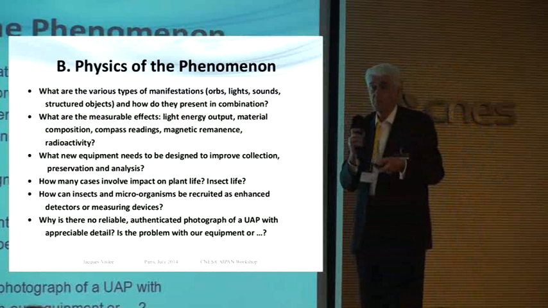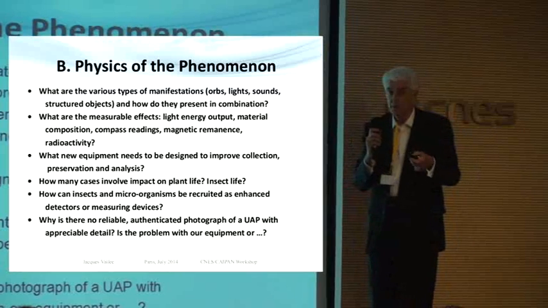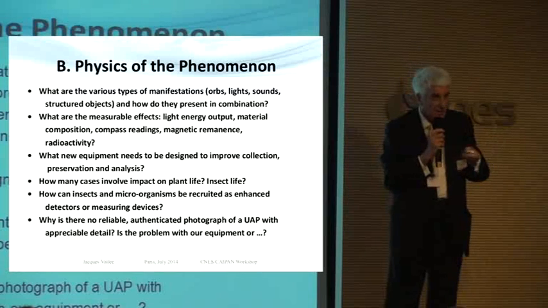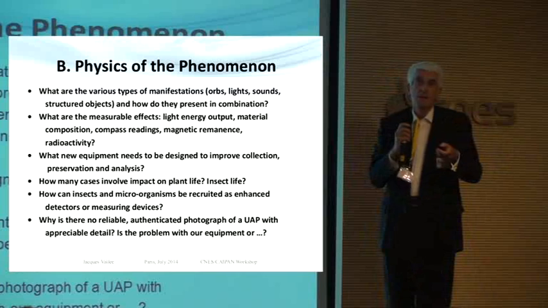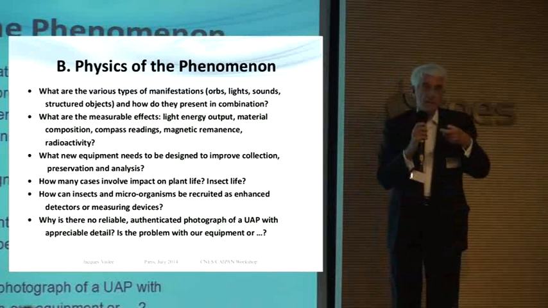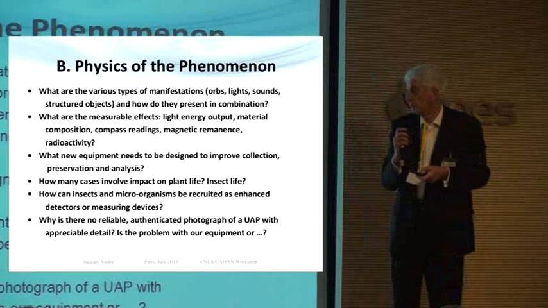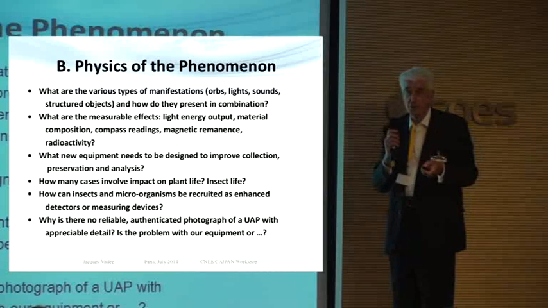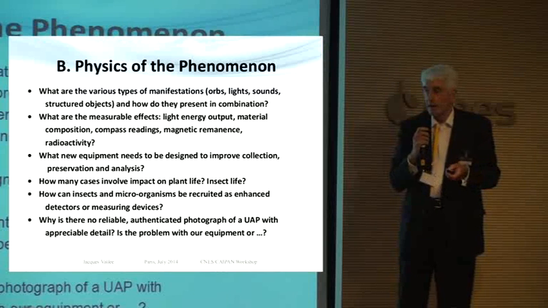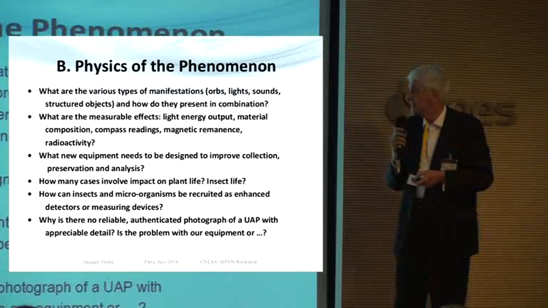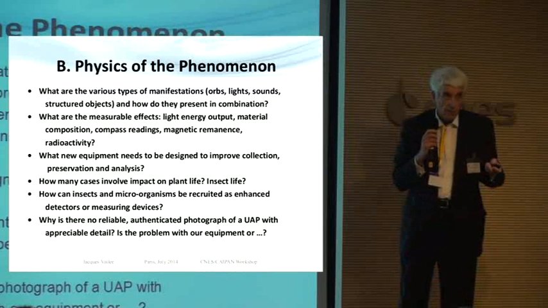What are the measurable effects? We can measure light energy output, material composition, compass readings, magnetic resonance, radioactivity. There are a number of things we can measure. Are we consistently doing that? And in what cases does it make sense to measure that? If somebody sees a globe of light coming through the wall of their bedroom in the middle of the night, what are the things you want to measure? What new equipment needs to be designed to improve collection, preservation, analysis? How many cases involve impact on plant life, on insect life? Have we really looked into that? How can insects and microorganisms be recruited as enhanced detectors or as measuring devices? We really haven't done that.